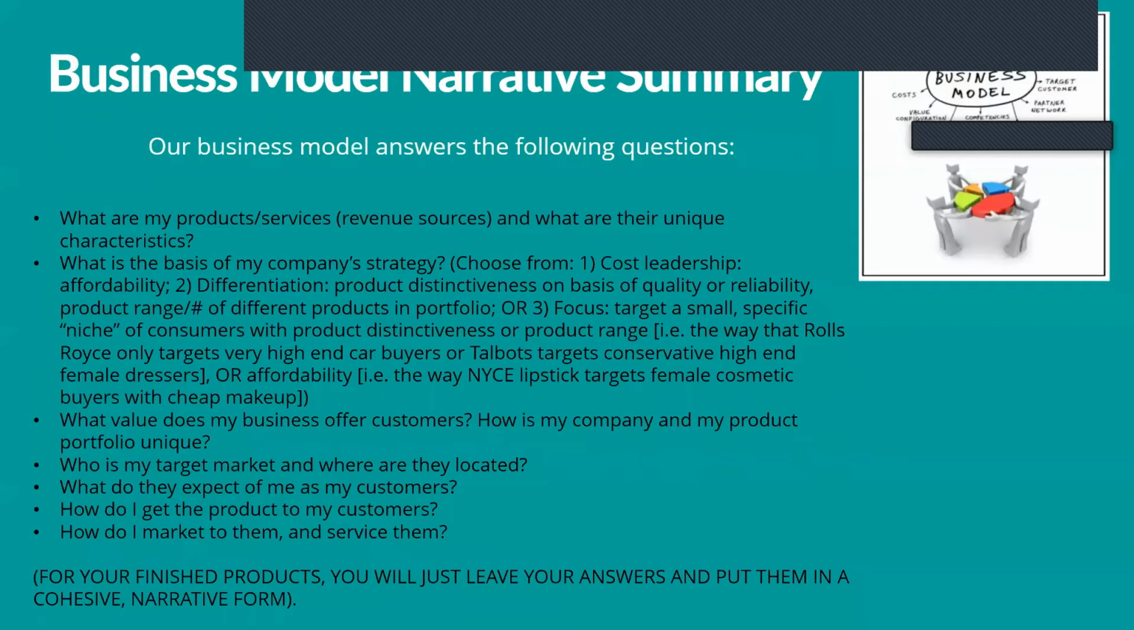And then what you're going to want to answer is, what is the basis of your company strategy? This might seem complex, but I want you to just read what we have in the business model narrative summary slide, because it's not difficult to understand. It might be novel to you, but it's not difficult. In strategy, we talk about there being three generic business level strategies, right? And those three are going to be cost leadership, where your entire business model is focused on affordability.